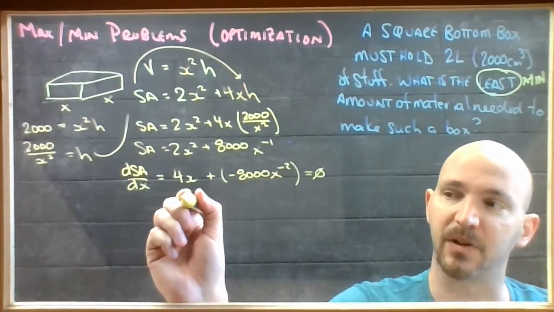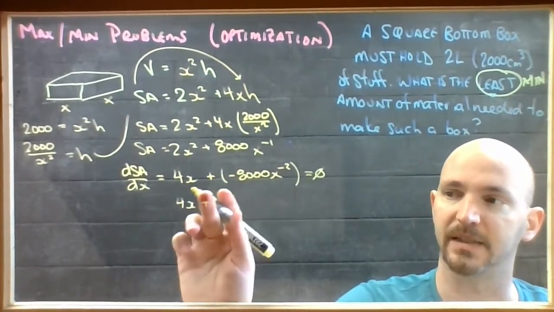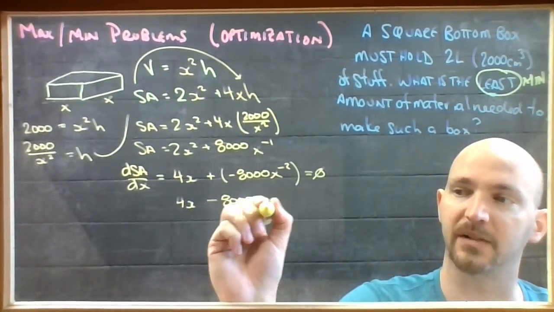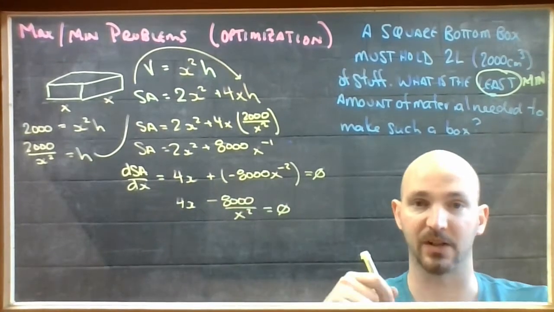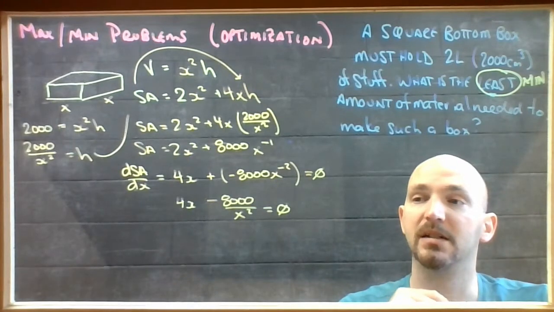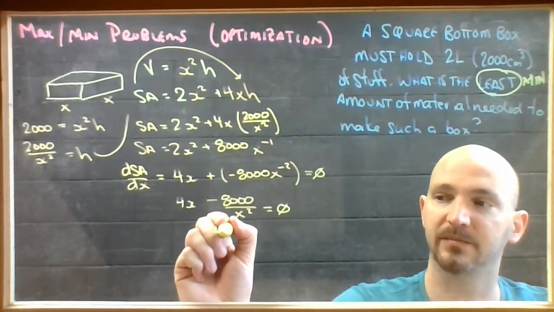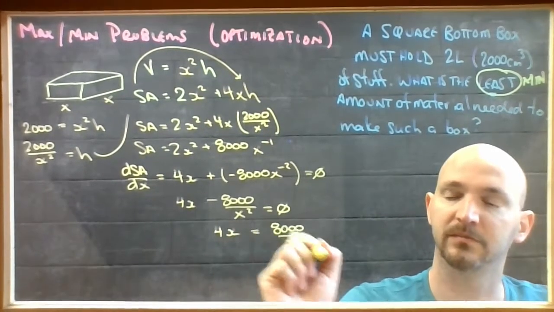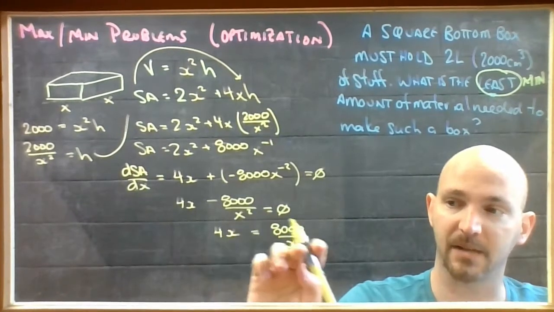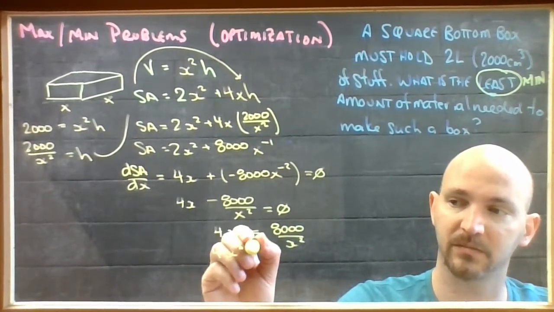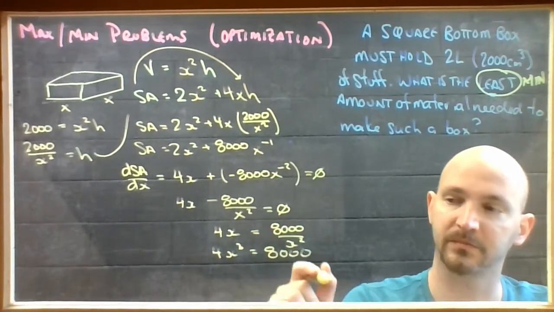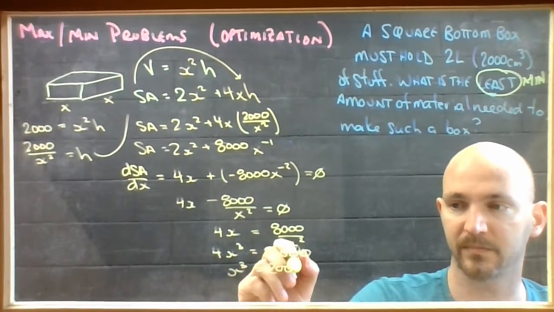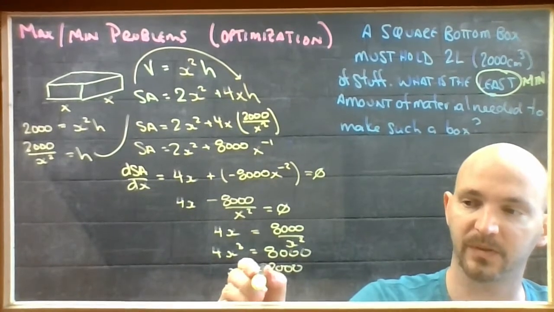So I have this expression now, 4x minus 8,000 over x squared equals 0. I put it back into fraction notation because it's a touch easier to understand. I'm going to bring this term over to the other side. I'm going to bring this x squared up. x times x squared is x cubed. And 8,000 divided by 4 is 2,000. So I will need the cube root of 2,000.